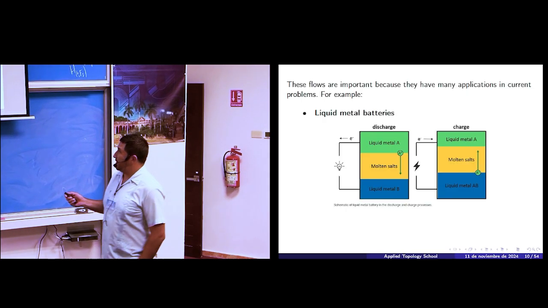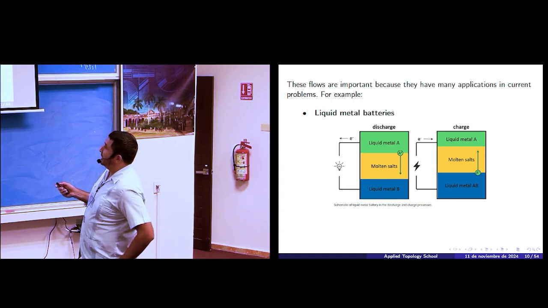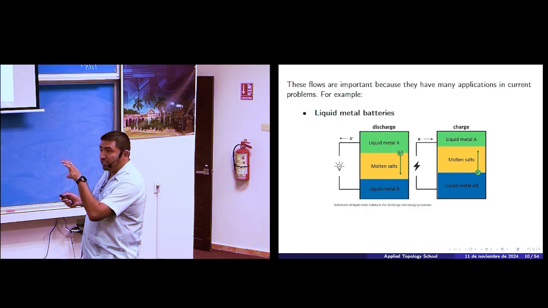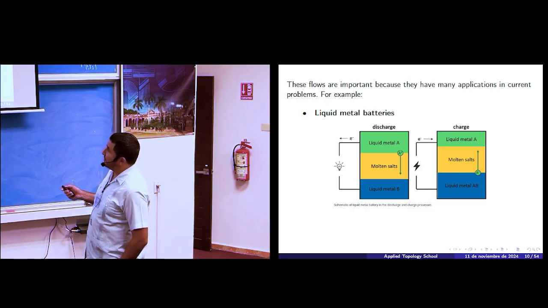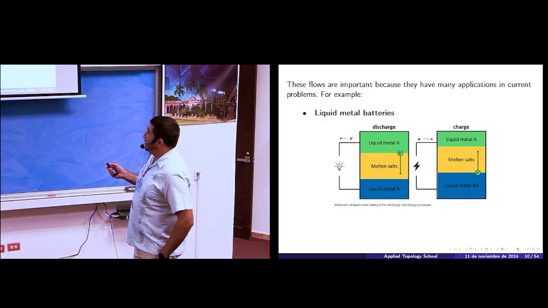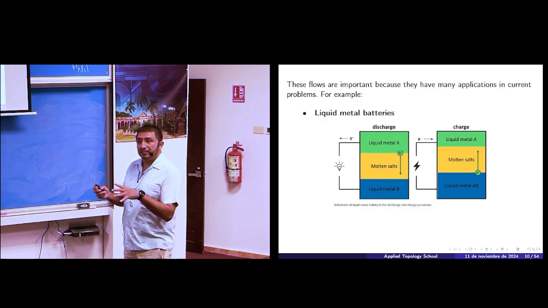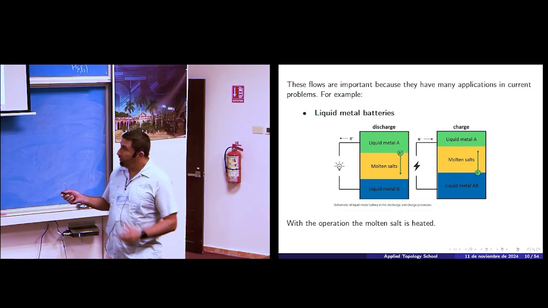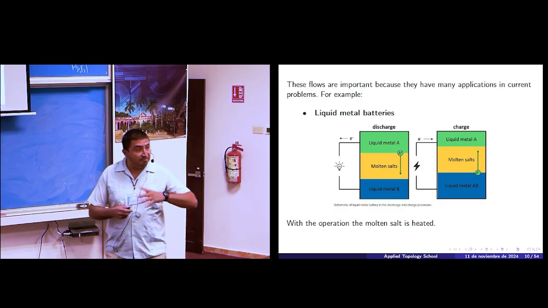A liquid metal battery has two liquid metals and molten salt between them. When the electrons go to the device which is working with this liquid metal, the positive charge also moves from one liquid metal to the other. And with this movement of the positive charge, the molten salt is heated. Then in A, the convective flow begins.